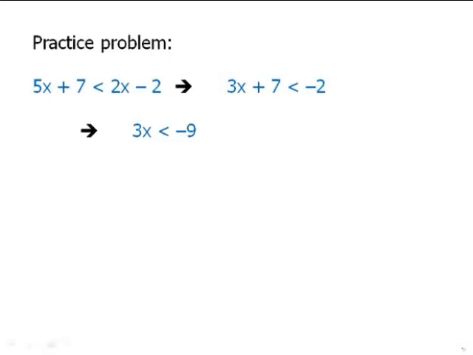Now I'm going to divide by positive 3, because I'm dividing by a positive number. That's just like an equation. Everything else is just going to stay the same. I can just do the division on both sides, and I get x is less than -3.